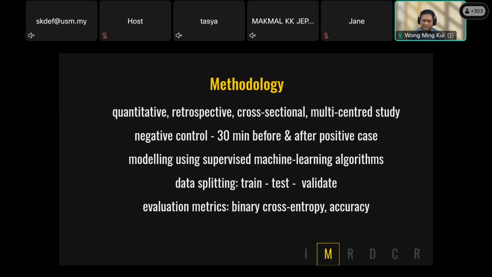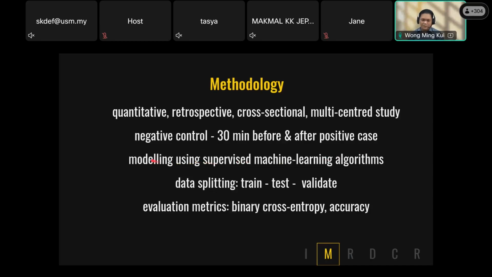So negative controls were also used in this analysis. And negative controls are collected 30 minutes before and after a positive case. So we try to minimize any variation caused by the machine, the analyzer, or the operator from that lab.